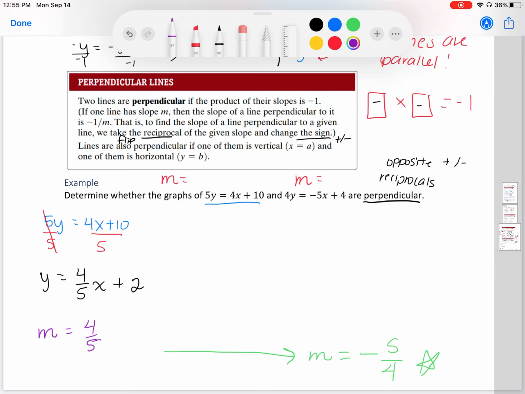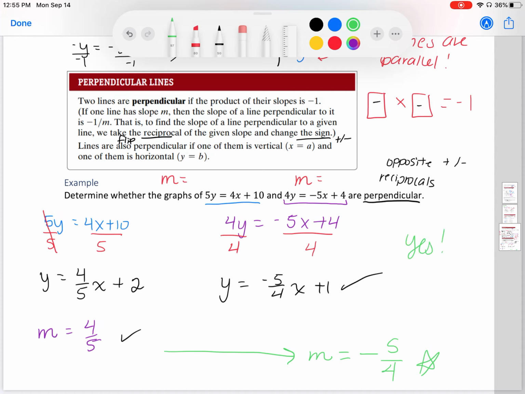Let's do our work. So let's take a look at our other equation and find the slope. So I have 4y is equal to negative 5x plus 4. I want to get y by itself. Let's divide by 4. So we're left with y is equal to negative 5 over 4x, and 4 divided by 4 is 1. Is it negative 5 over 4? Yeah. So we can say, yes, these graphs are perpendicular.